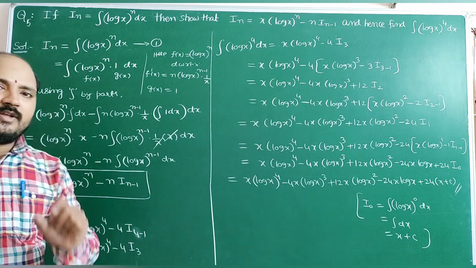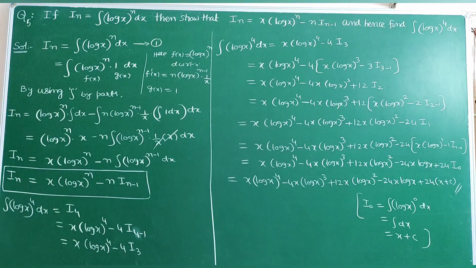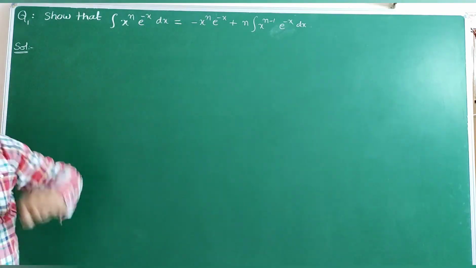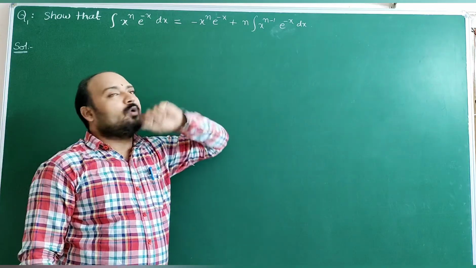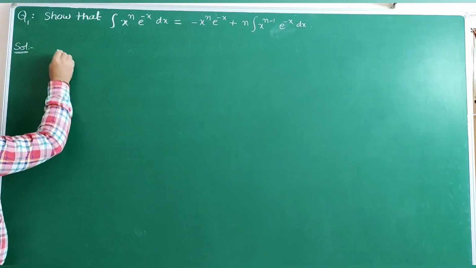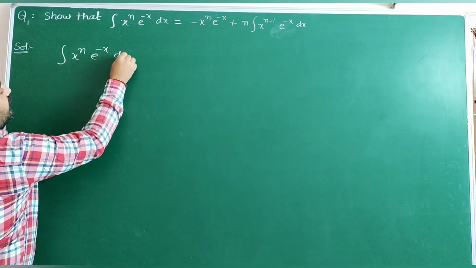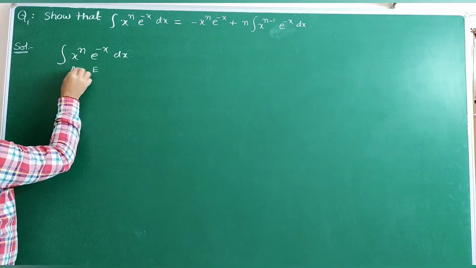We will move to the another reduction formula based on exponential function. The next question, show that integral x power n into e power minus x dx is equal to minus x power n into e power minus x plus n into integral x power n minus 1 into e power minus x dx. So first consider this one, integral x power n into e power minus x into dx. This is exponential function, this is algebraic function.